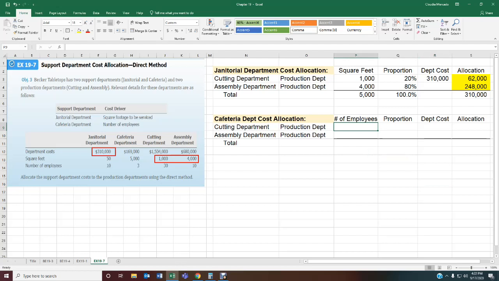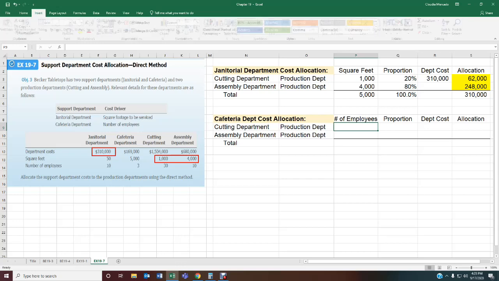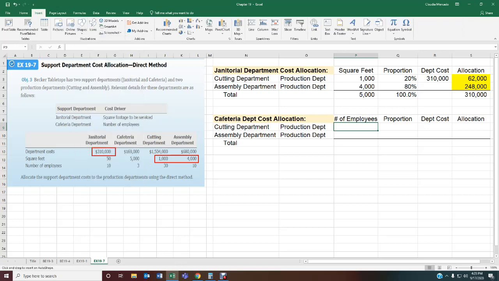We're going to do the same thing, but now we're going to allocate my second support department, which is my cafeteria department. Okay, and the cafeteria department is allocated based on the number of employees. So remember, we're allocating our cafeteria cost, which is a support department, to our actual production departments, which are our cutting and assembly. Okay, so we need to identify how many employees we have in each of those departments. Okay, and here we have it.